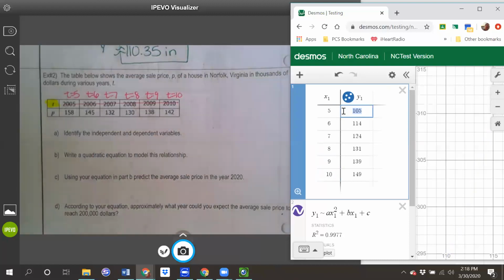And that is going to correspond to 158, 145, 132, 130, 138, and 142.